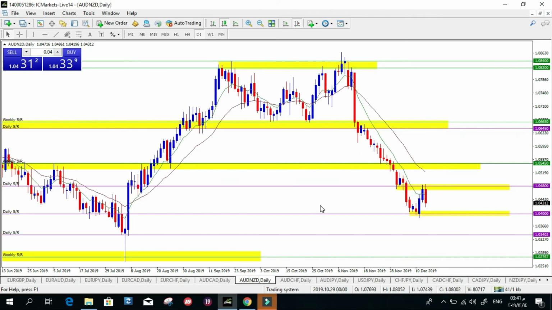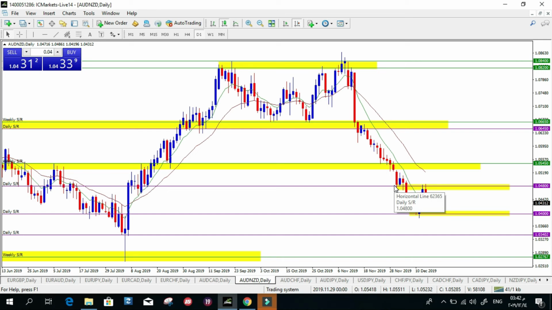Next, we have the Australian dollar versus the New Zealand dollar. This pair has been in almost a one direction momentum since the 13th of November with this candle over here. Price is only falling down, breaking support zones without any problem. So we broke this support zone, second support zone, and third support zone.